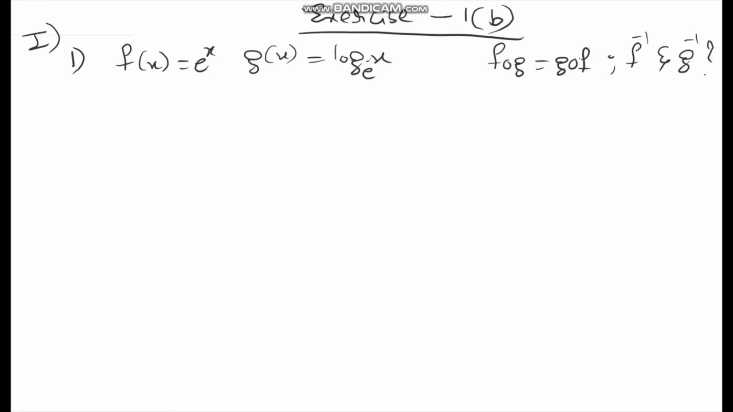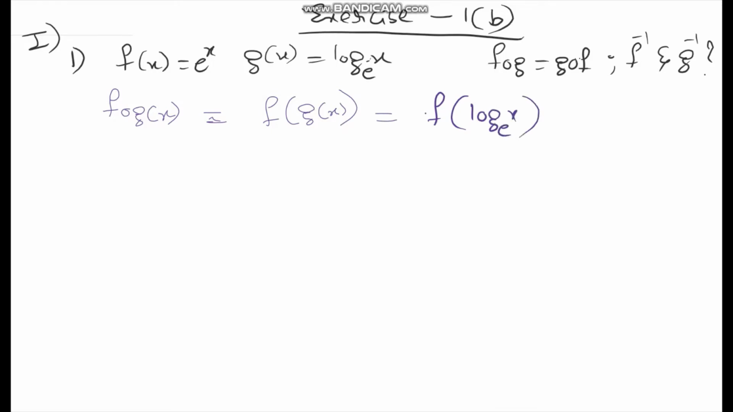So first, if I take fog of x, that equals f of g of x, which is f of log x to the base e, that equals e power log x to the base e. We know that e power log x to the base e equals x.